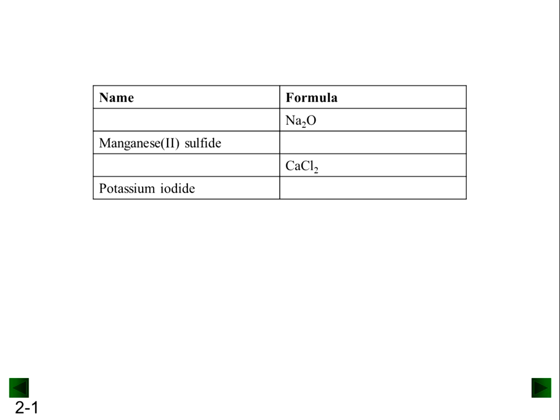Our first compound is Na2O. Na is the metal sodium. It is in group 1. It has only one available oxidation state, which is +1.